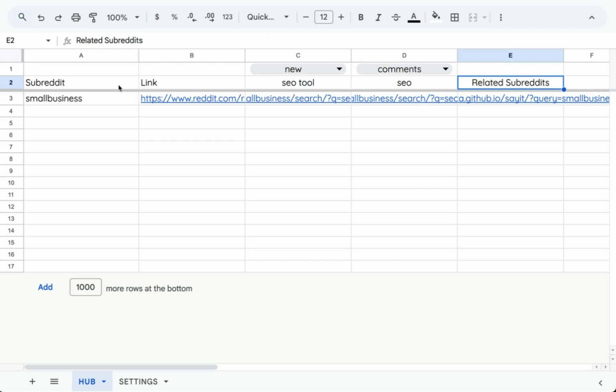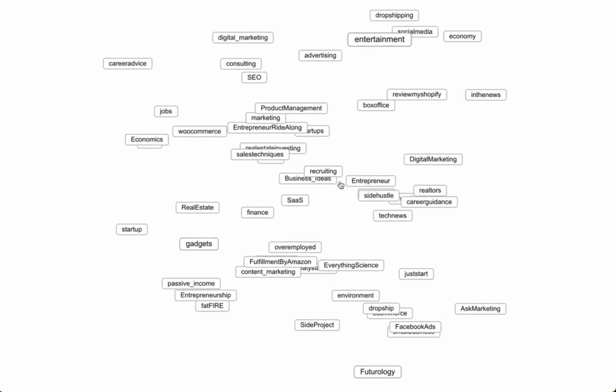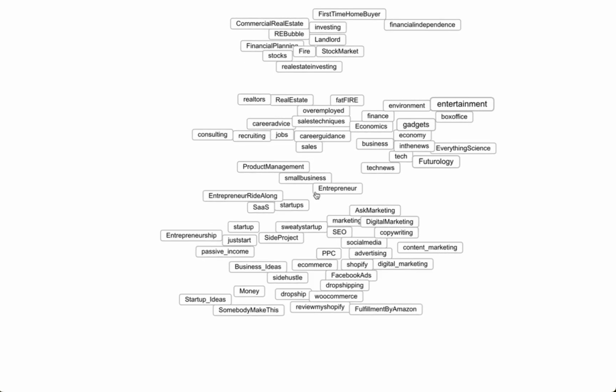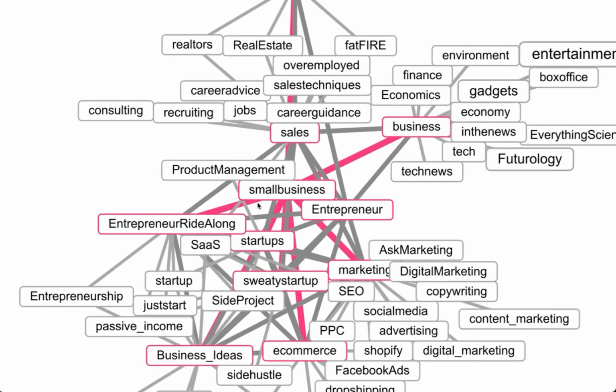Well, what if I want to find other subreddits similar to small business? There is a GitHub. Let's just go look at that. It's a Anvaka GitHub.io/sayit, and I can type in small business, and it'll give me a list of all the related, actually not a list, but a graph of all of the related subreddits.